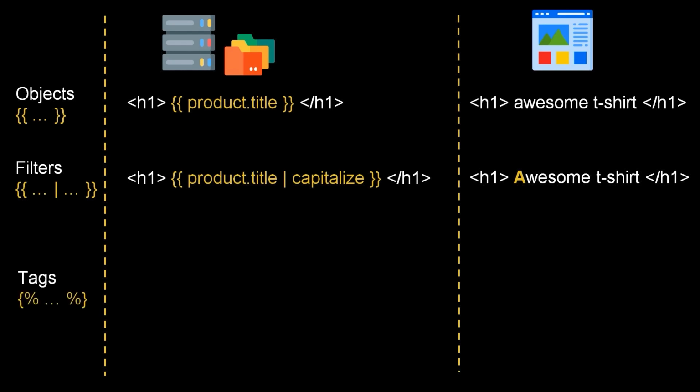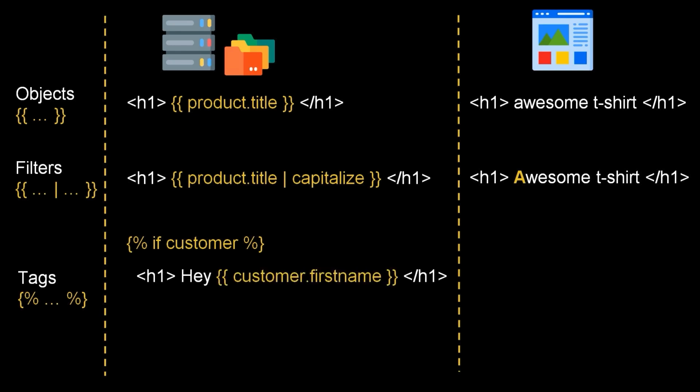Then lastly, we have Liquid tags. And as I mentioned earlier, they're used to implement logic. So this could be something like loops or if-else statements. And with that, we could do things like check if the current user is a logged in customer. So then you would just type if customer. So if this is a logged in customer, then we want to put out an H1 saying, hey, customer first name, for example. And otherwise, so else, if this is not a logged in customer, then we could just say, hey, stranger.